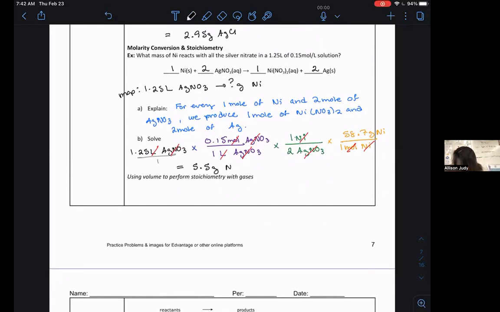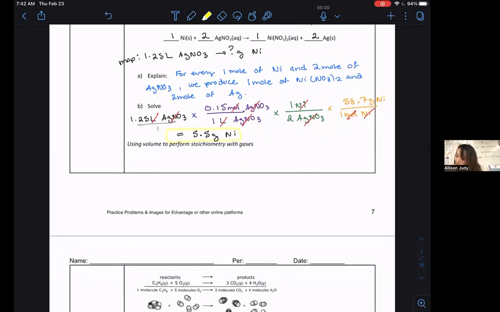And I get my final answer: I require 5.5 grams of nickel in order to react with the 1.25 liters of AgNO3. Sorry, not produce, but react with. That is how we can use molarity in stoichiometry, tying in the molar ratios revealed in the balanced chemical equation, but using molarity to get me initially to the unit I need for my given species.